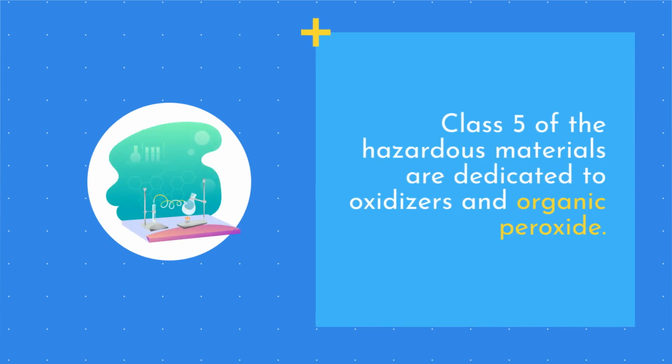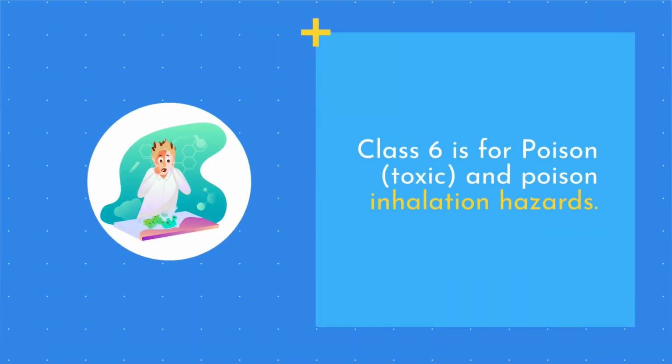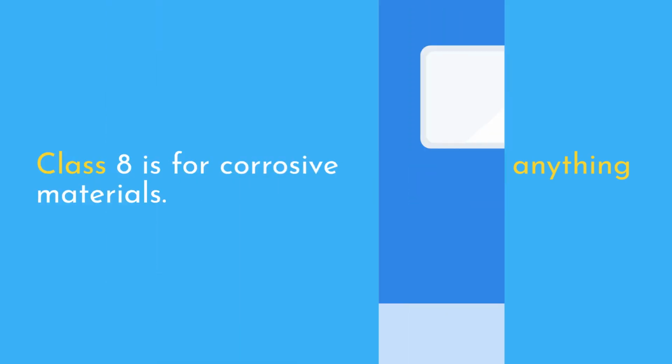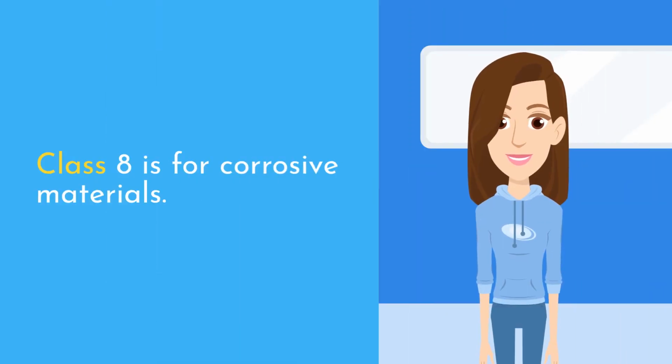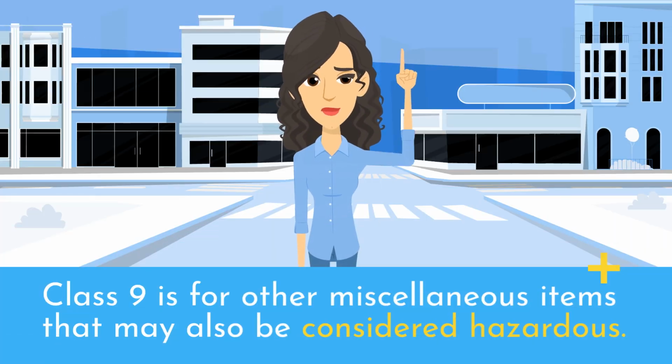Class 5 of the hazardous materials are dedicated to oxidizers and organic peroxide. Class 6 is for poison, toxic, and poison inhalation hazards. Class 7 is for anything radioactive. Class 8 is for corrosive materials. Class 9 is for other miscellaneous items that may also be considered hazardous.